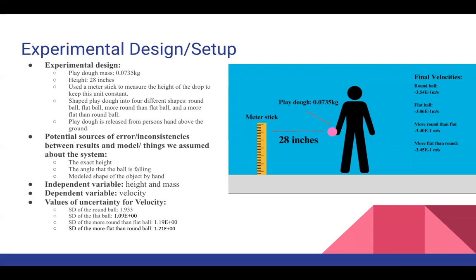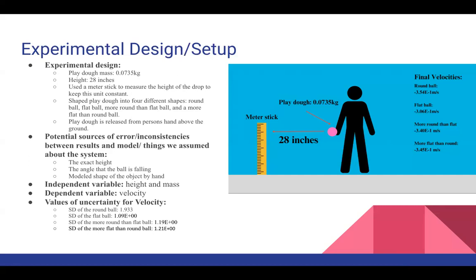And we saw that our results had a final velocity for the round ball of negative 3.54 times 10 to the negative first meters per second. The flat ball had a final velocity of negative 3.06 times 10 to the negative first meters per second, and the more round than flat ball had a final velocity of negative 3.4 times 10 to the negative first, and then the more flat than round had a final velocity of negative 3.545 times 10 to the negative first. So as we can see, these velocities did differ a little bit, even though they did have the same mass and the same height.